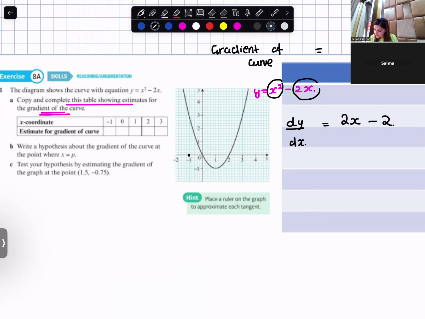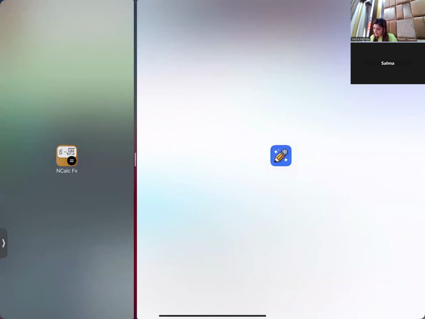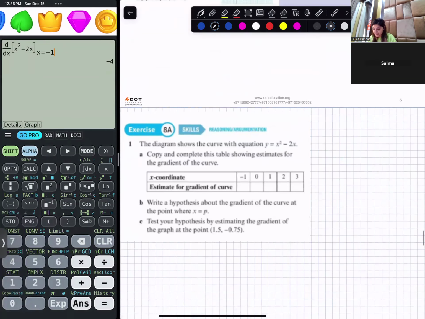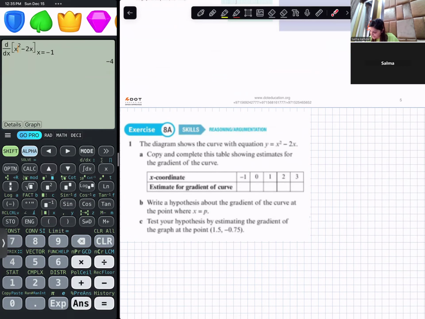Now I know my x coordinate is minus 1. I can simply use my calculator. If you see over here, I have used the derivative function in my calculator and I have directly found the derivative of the curve at x is equal to minus 1, and I am getting the answer as minus 4.